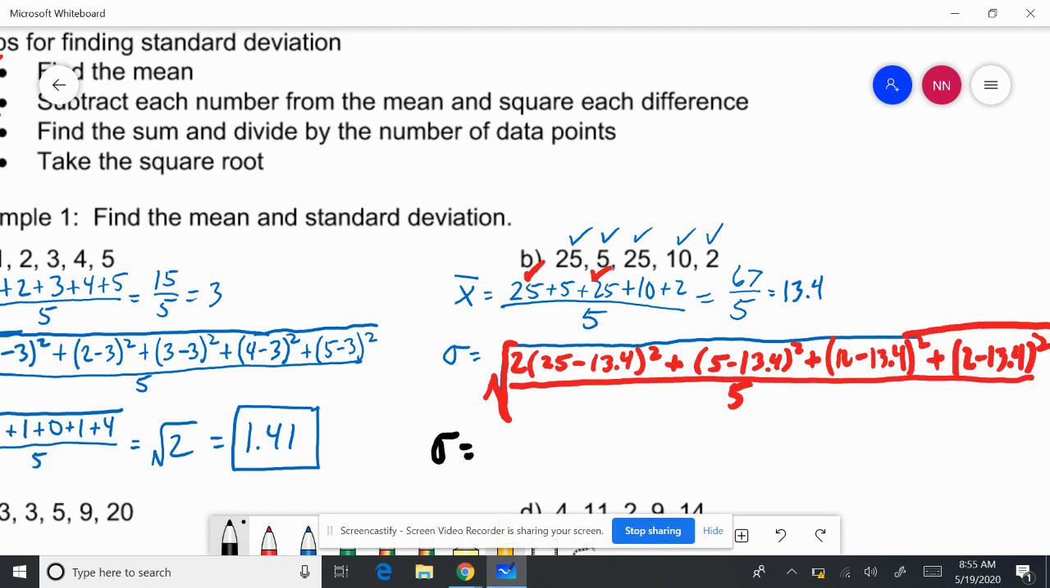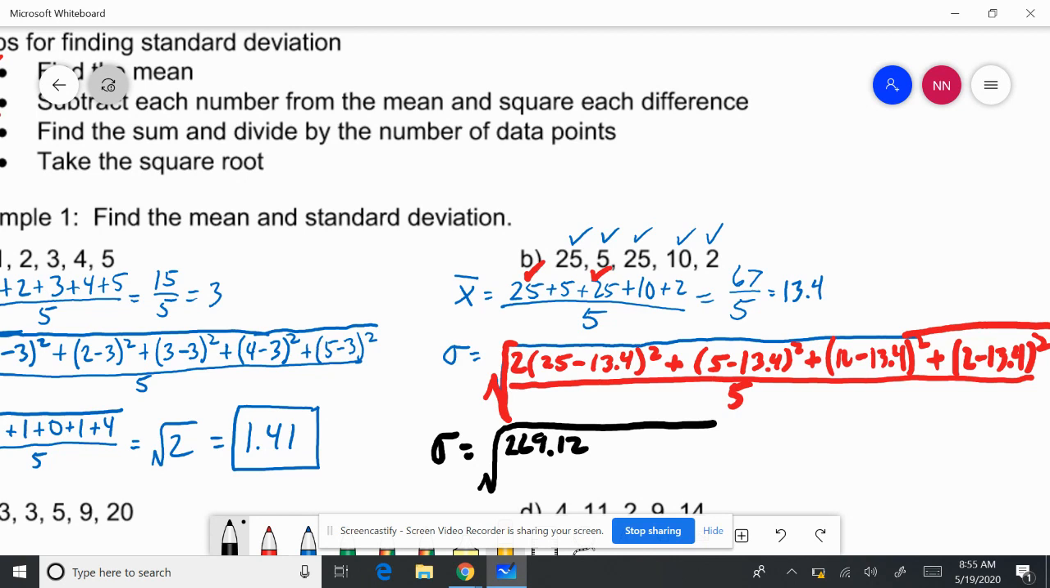So now when we're finding our square root, I'm going to bring out my calculator. I'm going to do the 2 steps in one. I'm going to subtract them, square it, and in this case, times it by 2. So I'm going to take the 25 minus 13.4, and then I'm going to square it and times it by 2. And what I get is 269.12. Then I'm going to take my next one.